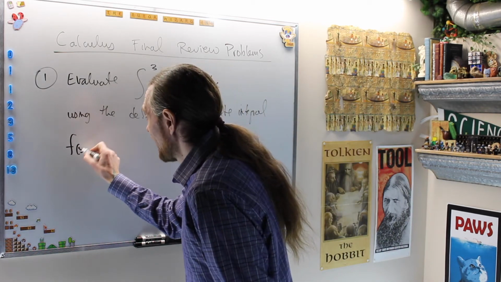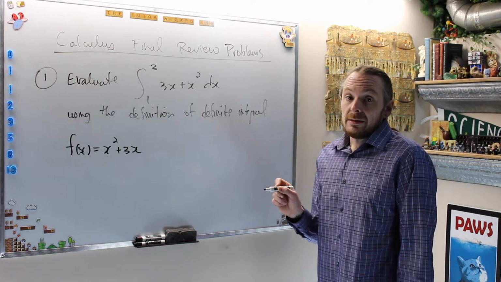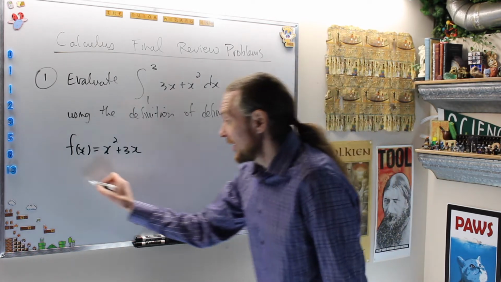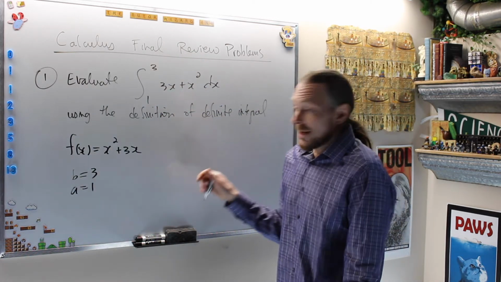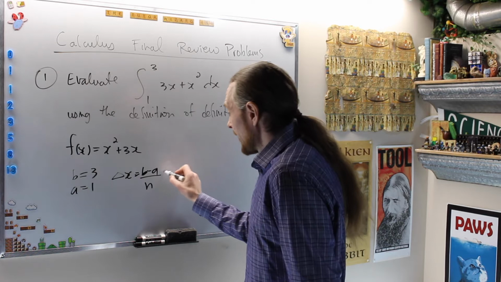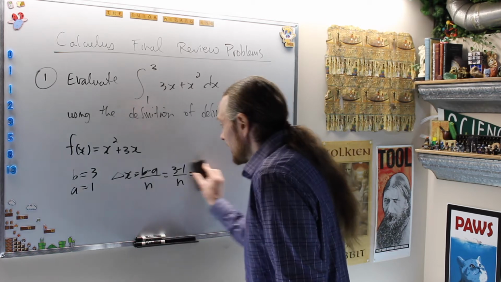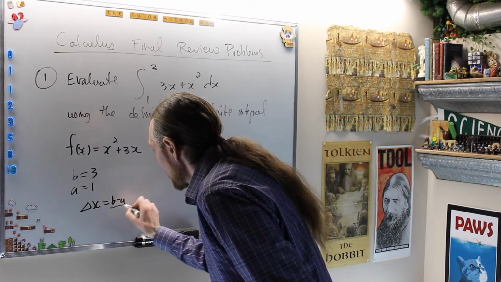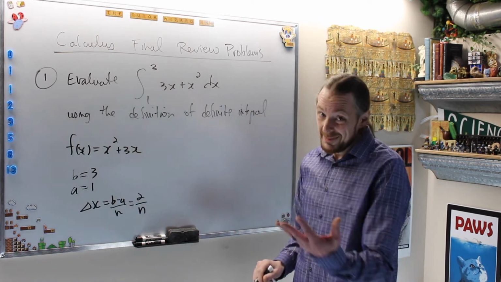To do that, we're going to set up, first of all, f of x is x squared plus 3x. To do Riemann sums, remember I need f of xi star and I need delta x. So first of all, I see that b is 3 and a is 1, the limits of my integration. Delta x is always equal to b minus a over n, which in our case is 3 minus 1 over n, which is 2 over n. So let me write that down. Delta x is b minus a over n, which is 2 over n in this case. 3 minus 1 is 2. This gives me delta x.